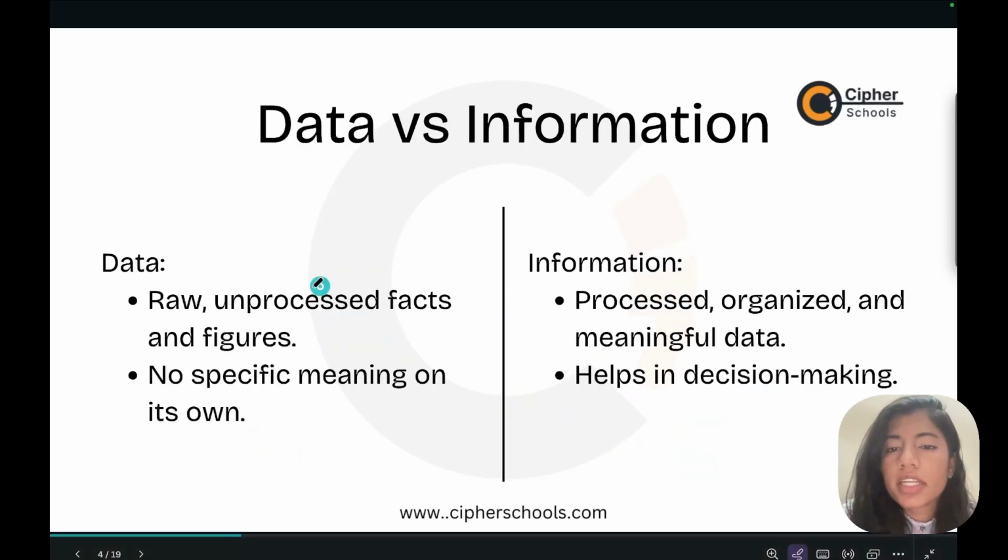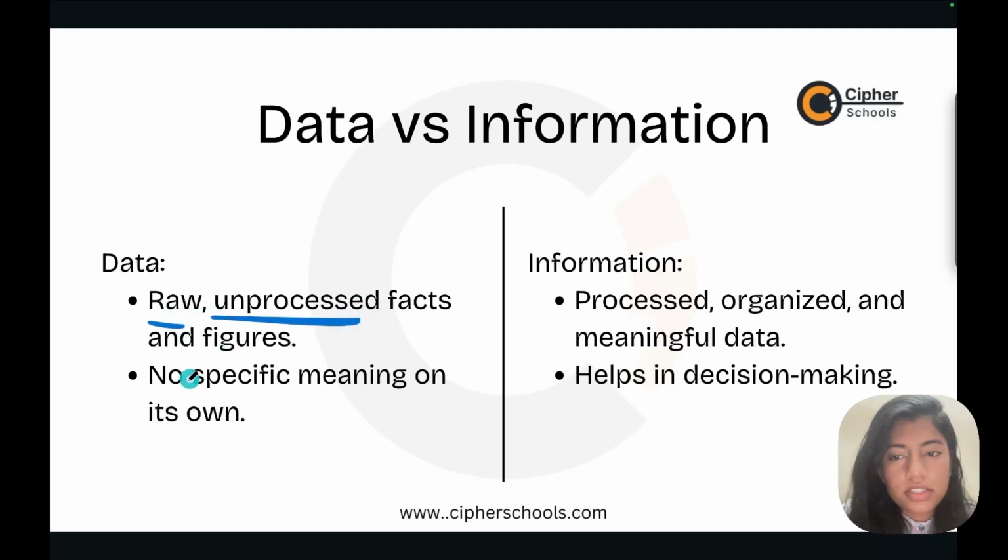So now we are very clear that data is raw, unprocessed facts and figures, and it has no specific meaning of its own, whereas information is the processed and organized form of meaningful data. We can use this information for decision making. Like if you have data of a whole class and its marks, you can derive information that, okay, 10% of the class has above 80 marks. This is how you interpret data in the form of information.